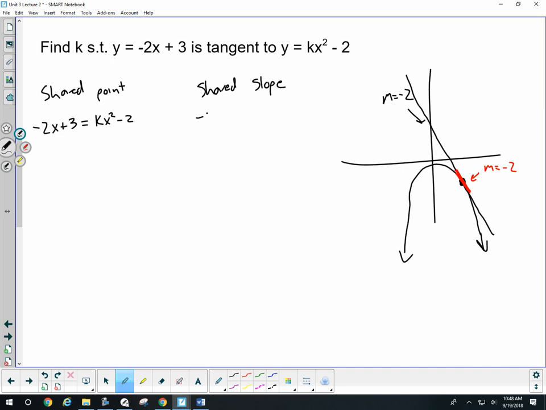Well, the slope is negative 2 from this line. The slope of this function will be given, using the power rule, by 2kx. Okay, so now I have two equations with two unknowns. I want to try to solve one for a variable and plug it into the other, but I have two variables in both of them. So this is where we have a system of equations, and we can solve for a variable and use that to plug into the other.